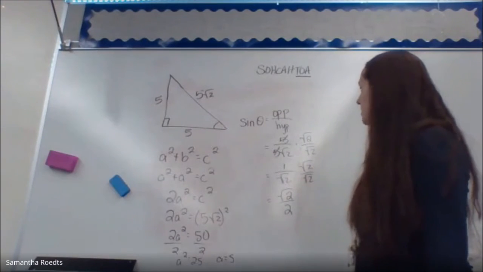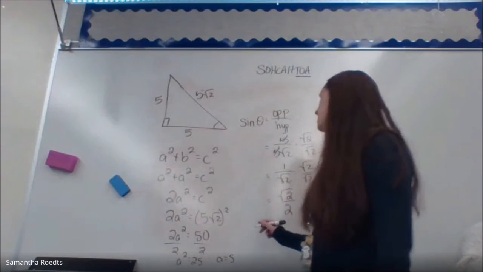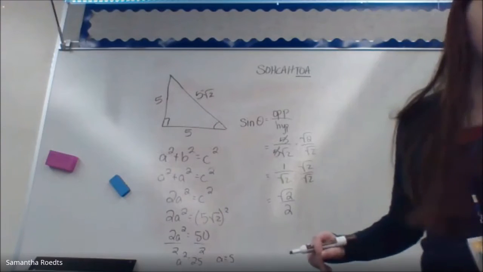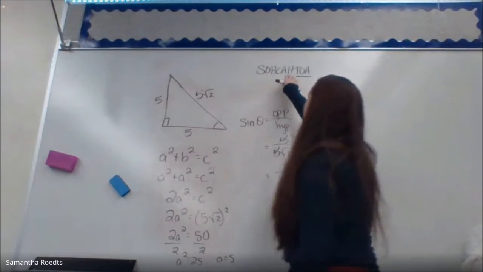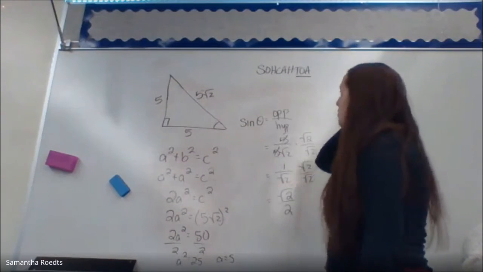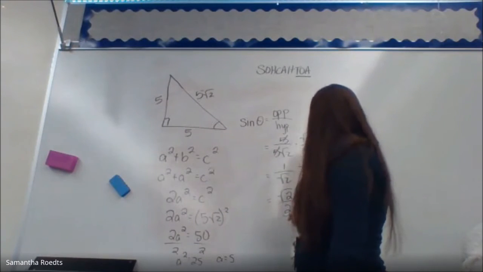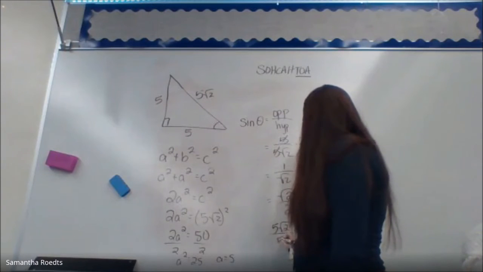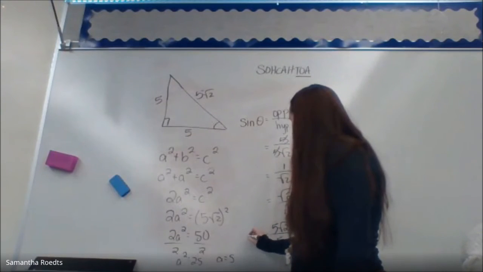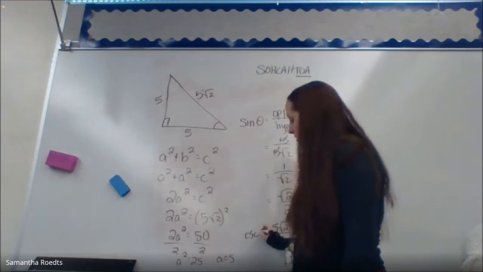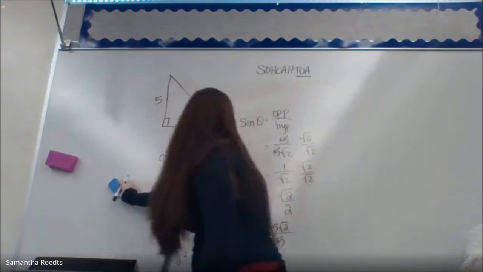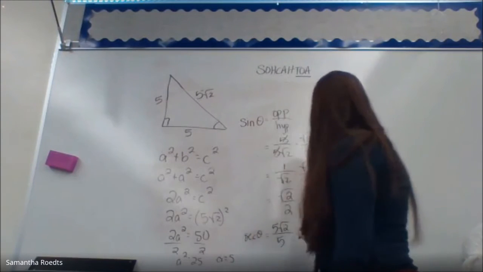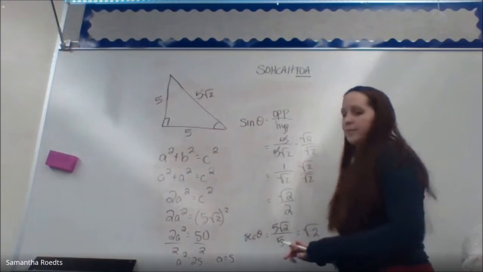And then secant is, so secant is the reciprocal of cosine, which is hypotenuse over adjacent. So my hypotenuse is 5 square root of 2 over 5. Cosecant. No, sorry, secant theta. Okay, which simplifies to the square root of 2.